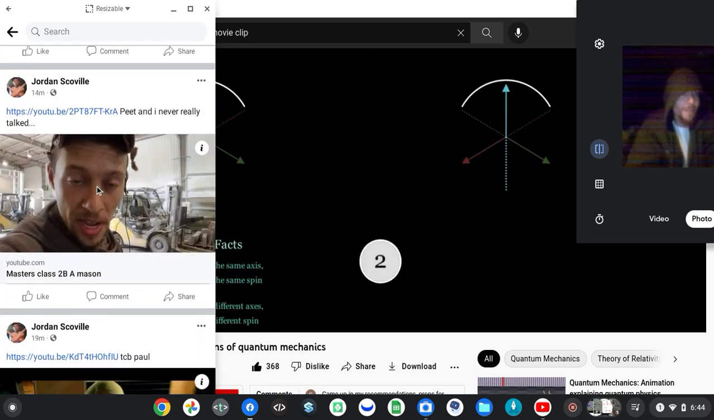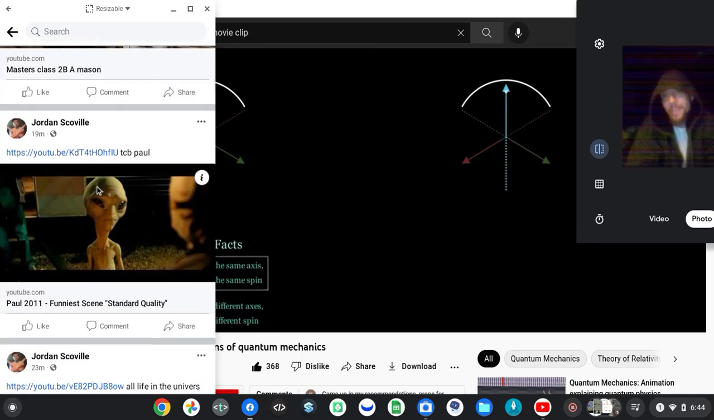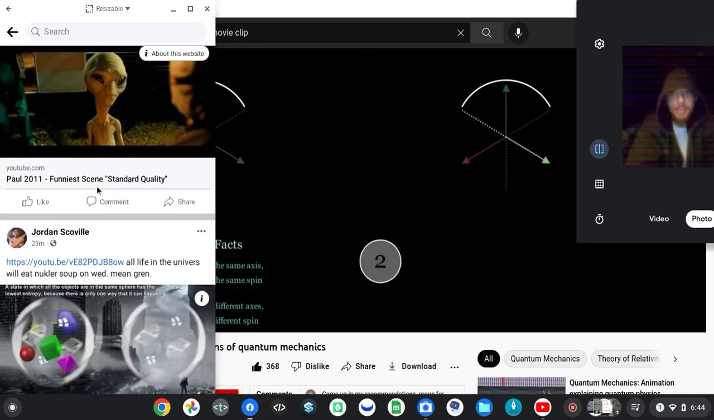Second, we measure along the A-axis, and down along the B-axis.